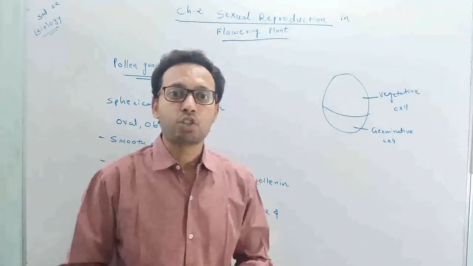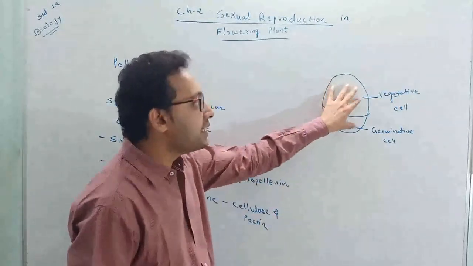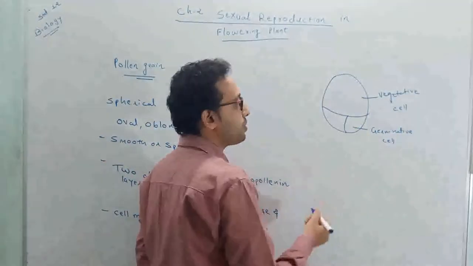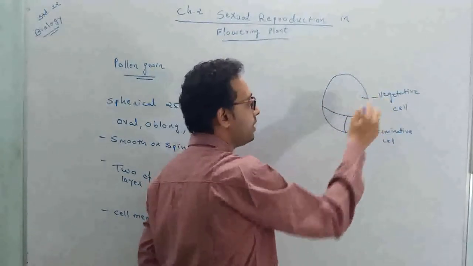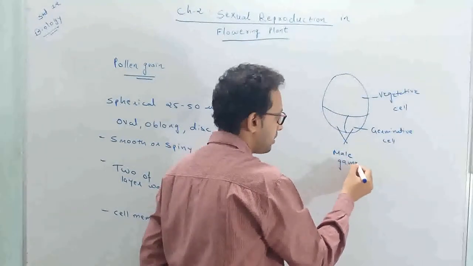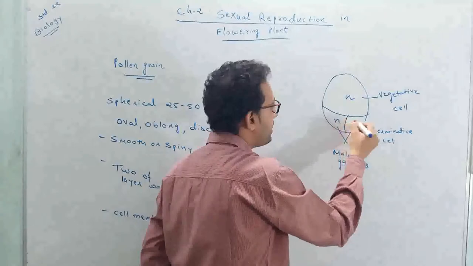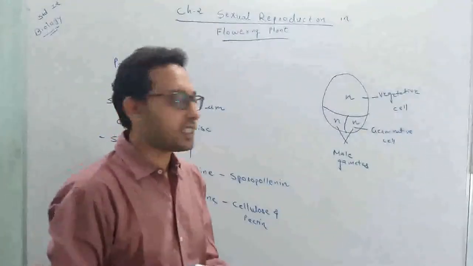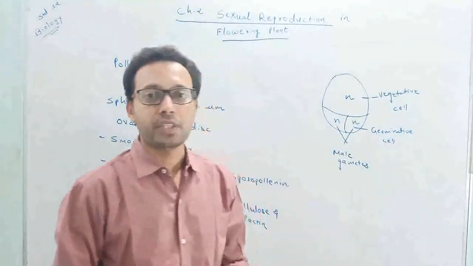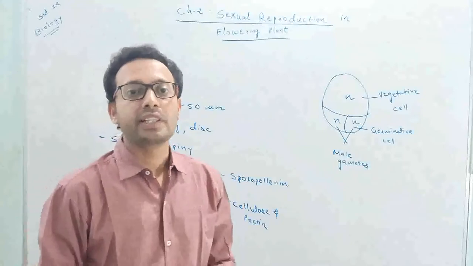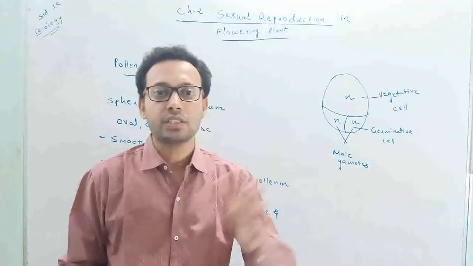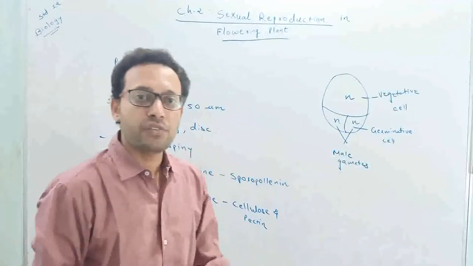In 60% of angiosperms, the pollen grain is released at this stage. But in the remaining 40%, the generative cell again divides by mitosis and forms 2 cells. So there is one vegetative cell and these 2 cells which are produced are called male gametes. Each one is haploid in nature. So this is a 3 cell condition, 2 male gametes and 1 vegetative cell. So in the remaining 40% of plants, the pollen grain is released at the 3 cell stage. Either the pollen grain is released at the 2 cell stage or at the 3 cell stage. We have finished this much.